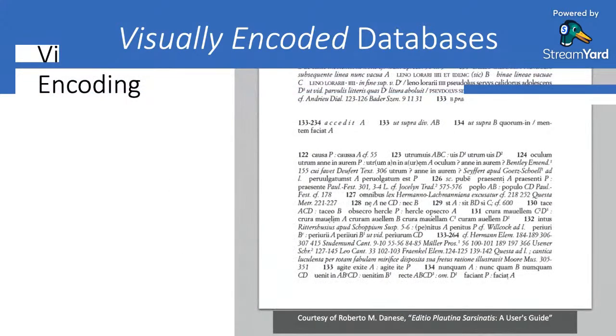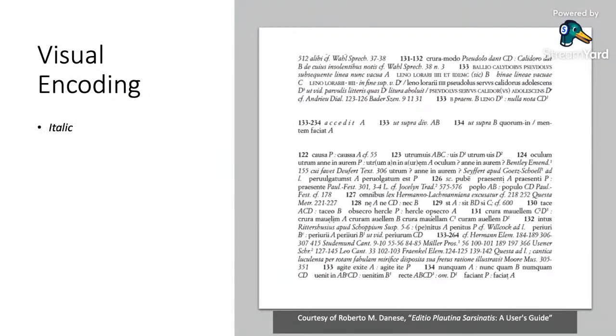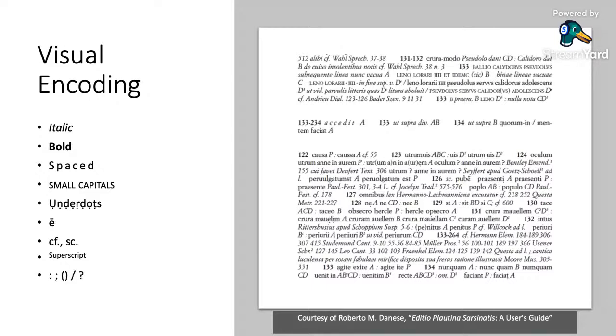So let's look at some visual encoding. You can see that italic text and bold type, spaced text, small capitals, underdots, diacritical marks, various kinds of abbreviations, superscript and subscript in some instances, specialized punctuation marks or punctuation marks used in a special way are part of the visual encoding, and also sigla, the single letters that we use to refer to manuscripts or families of manuscripts. All of those are visual types of encoding.